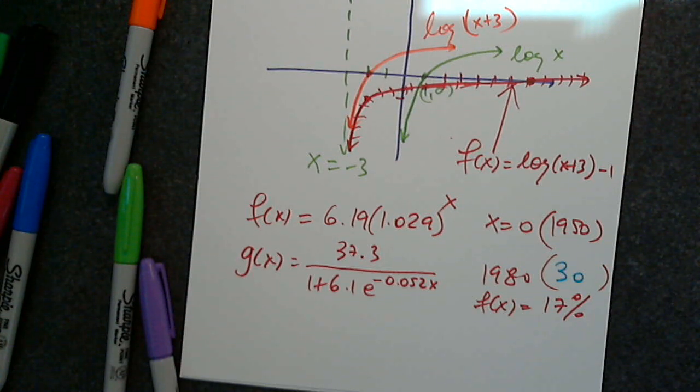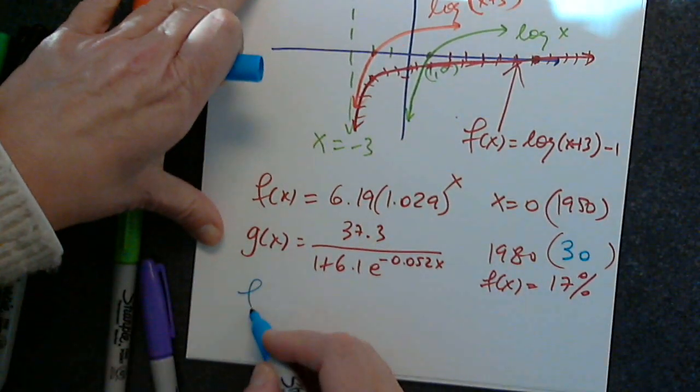And now I go to second and table, and I plug in 30. The first function, which is the exponential function, gives us 14.6%, and the second one gives us 16.3%. And what is the actual number? The correct answer? 17. The correct answer is 17.